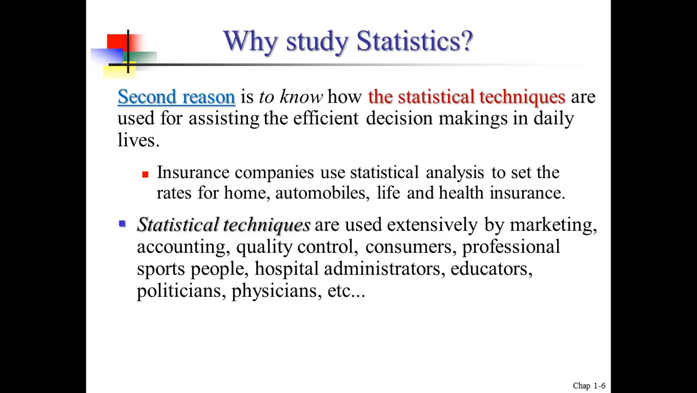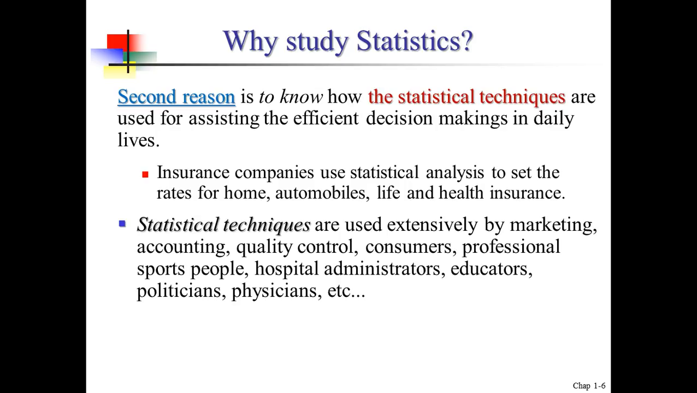Okay, first reason. Second reason, we take statistics because we want to know how statistical techniques and methods are used to assist efficient decision making in daily life. So first, we take statistics to understand numerical information, and second, we want to know what techniques and methods are used to help us in making decisions. Because in everyday life, any person must make decisions. You must create choices and choose the best choice.